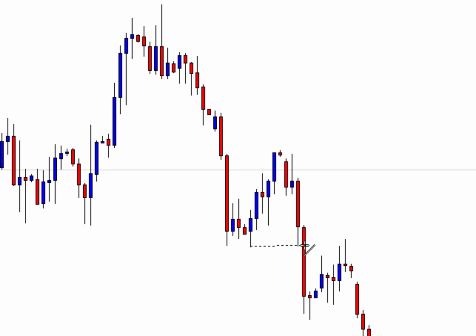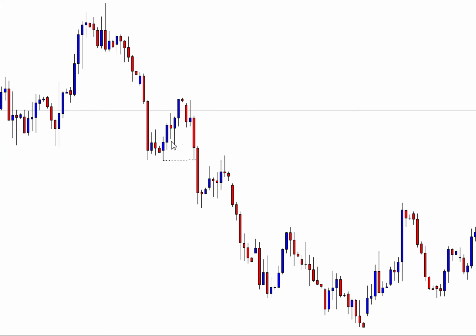Now, what you look out for in identifying a break of structure is that you want to see the body of the candle actually push below or above this. That's in an uptrend is going to be above, but this time around below it. If it is not the body of the candle, we don't consider it as a break of structure. Okay, we don't consider it as a break of structure. Look at this entire movement.